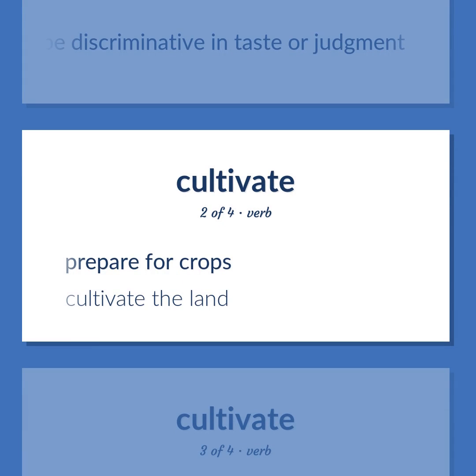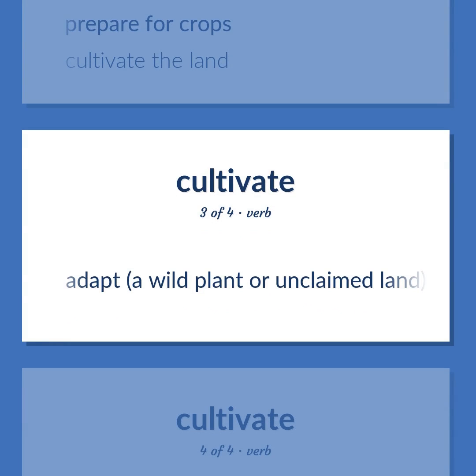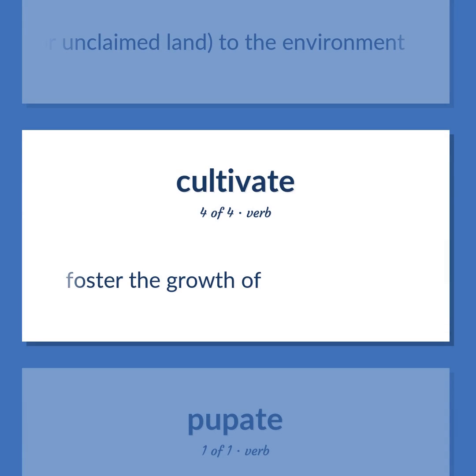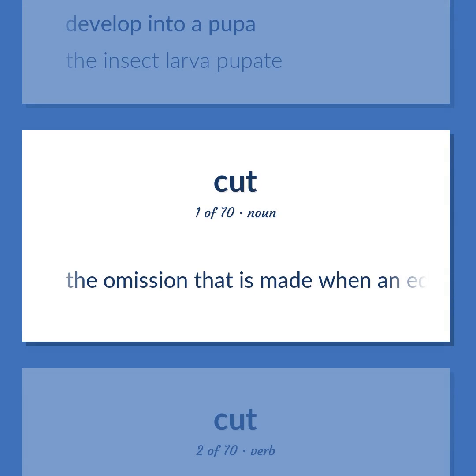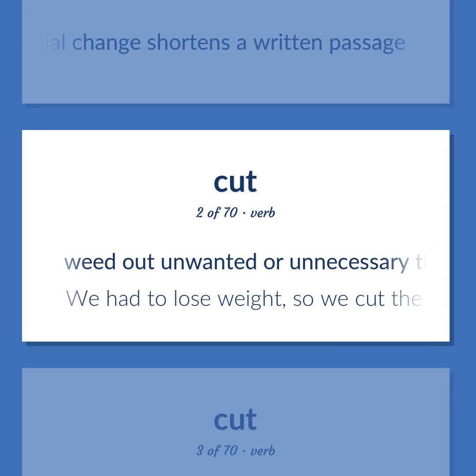Prepare for crops. Cultivate the land. Adapt, a wild plant or unclaimed land, to the environment. Foster the growth of. Develop into a pupa. The insect larva pupate. The omission that is made when an editorial change shortens a written passage. Weed out unwanted or unnecessary things.